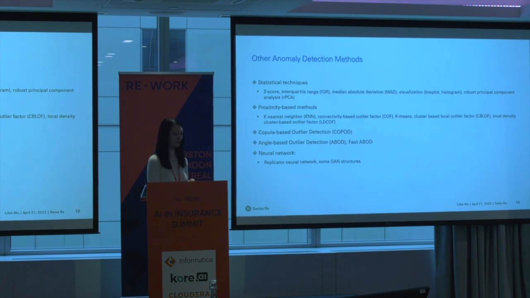We also have some angle-based methods. They're more suitable for high-dimensional data or text data, when the distance between two points is hard to measure. And we also have other variations of deep learning, such as the replicator neural network or the GAN structure. But both of them share the same idea as the autoencoder I just introduced.